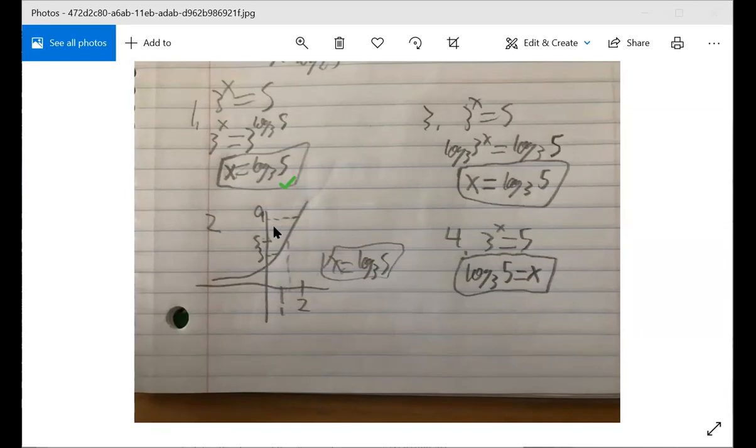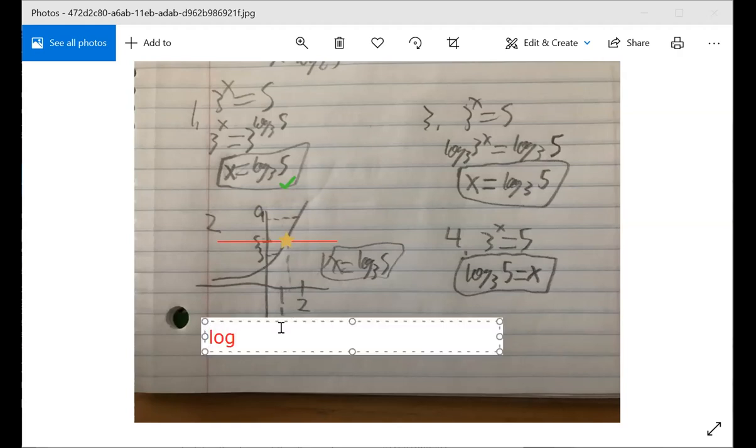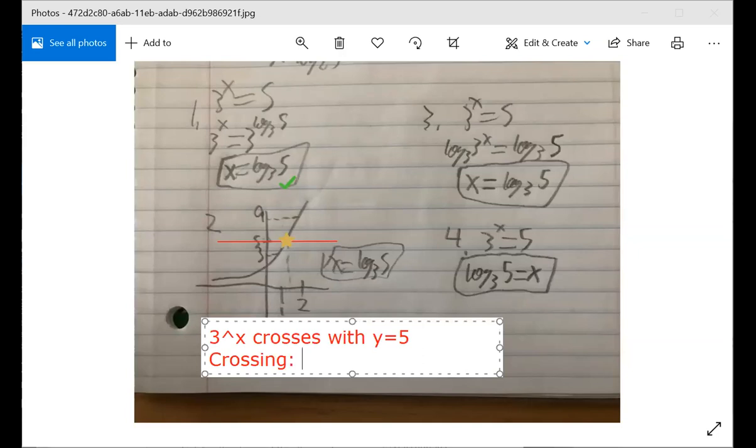And you put it at nine here. I'm not sure I would agree with you, because the output is a five. I would imagine this line is at a five. So the point of intersection, okay? This is the function 3 to the power x, which crosses with y equals 5. The crossing is what we're interested in, right?